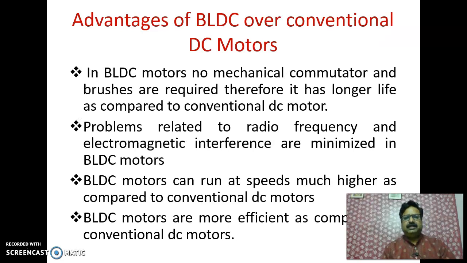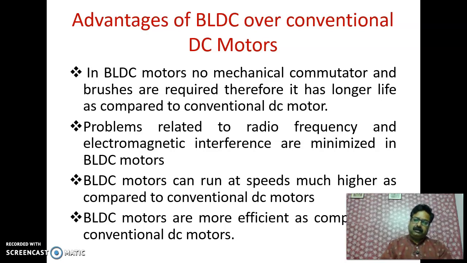If we compare the brushless DC motor with conventional DC motor, it has a number of advantages. That's why it is more preferred, and its applications are increasing. As we have discussed, it has no mechanical commutator. The mechanical commutator is absent, and the electronic commutator is replacing it. So overall, we can say the life of the machine increases because wear and tear and maintenance are reduced. And this machine also has low radio frequency and electromagnetic interference. So overall performance is getting better.